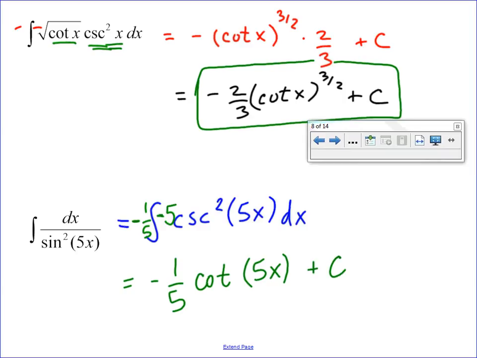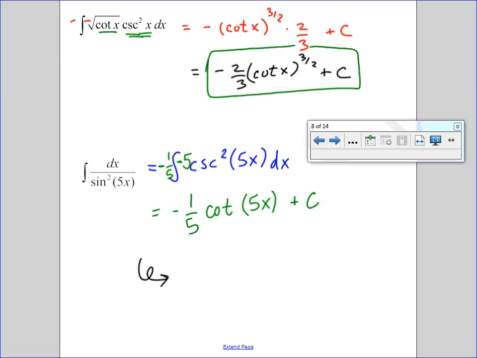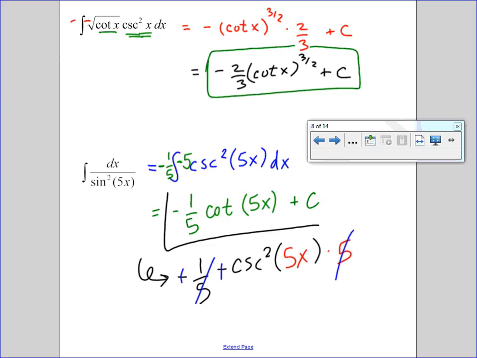And I need a check. So negative 1/5 cotangent differentiates to opposite cosecant squared with the angle times the derivative of the angle. And let's start canceling. I've got 5 times 1/5. I've got negative times a negative. And I have cosecant squared 5x. That's equivalent to 1 over sine squared of 5x. Okay, math works, and we're doing okay.